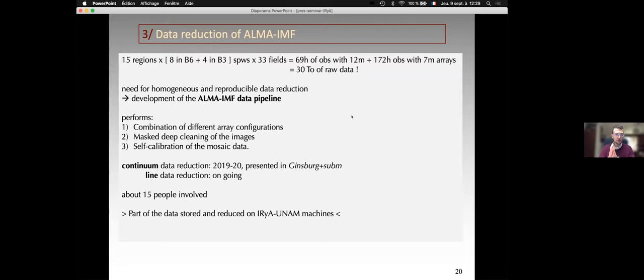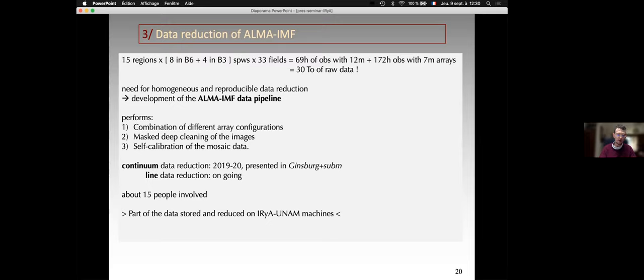So, a few words about data reduction now. You have to know that ALMA, and especially an ALMA Large Program, represents a really huge amount of data. If we count 15 regions with 12 spectral windows and 33 fields, we end up with 30 terabytes of data. So this is really a lot. Actually, part of this data has been stored and reduced on the IRyA UNAM machine.